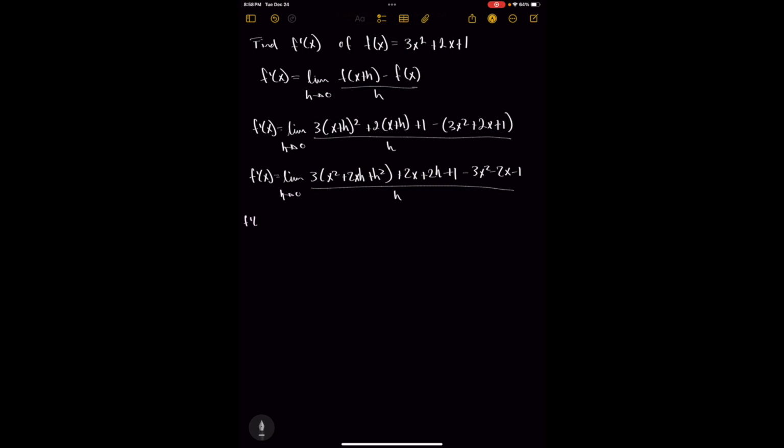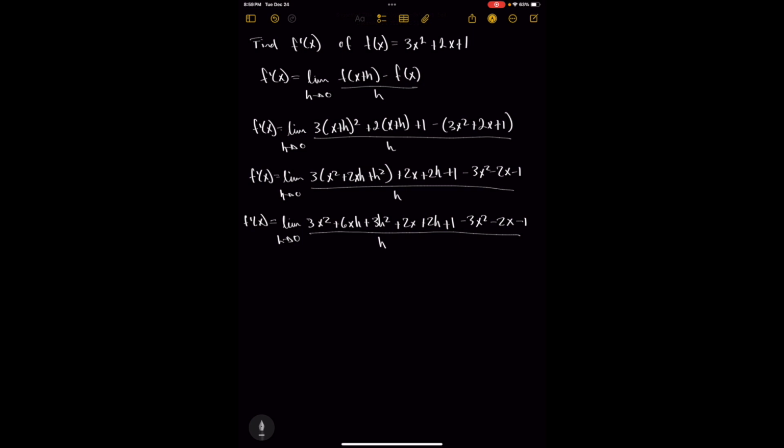And again, f prime of x is going to equal the limit, and we use the distributive property again, which is going to be 3x squared plus 6xh plus 3h squared plus 2x plus 2h plus 1 minus 3x squared minus 2x minus 1 over h. And then we can't forget the limit of this function as h approaches 0.